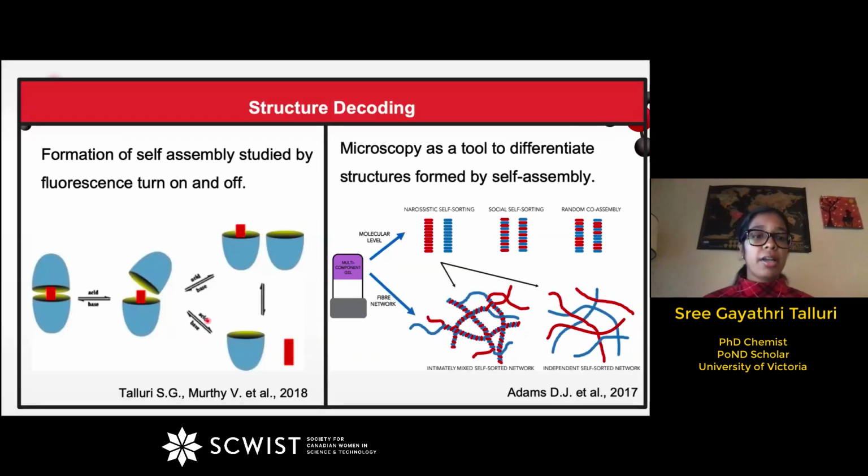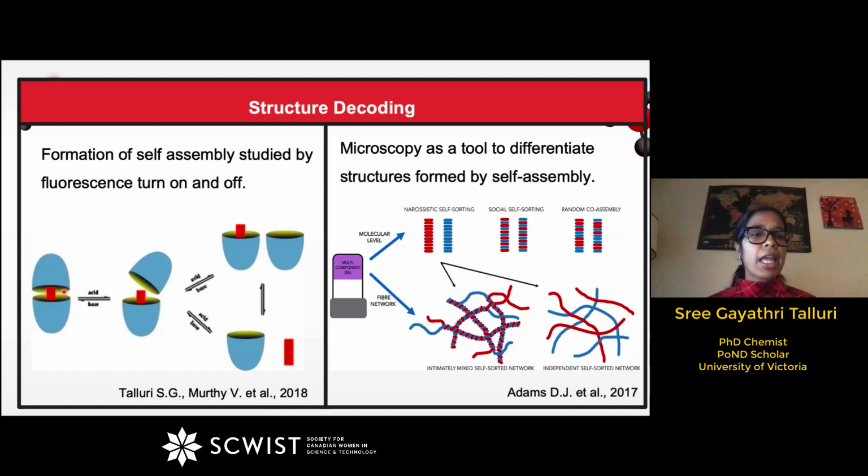The figure on the left here is a part of my project during my internship at the University of Miami. In this work, we studied assembly and disassembly of capsules that are formed by self-assembly at different pH using dyes. These dyes have polarity-dependent emission properties, which means that if the dye is in a polar environment, it gives a different fluorescent signal compared to when it is in a non-polar environment. What we observed is that when the capsule is open, the dyes show a fluorescent signal at 490 nanometers, and when it is closed, they give a fluorescent signal at 420 nanometers. These can be differentiated when you collect a spectrum on the spectrometer.